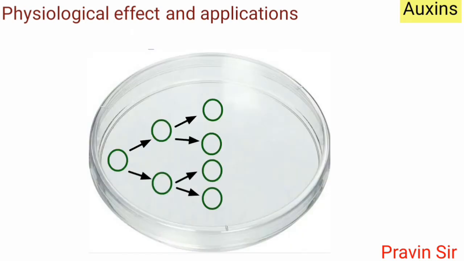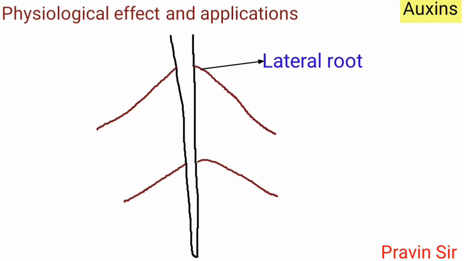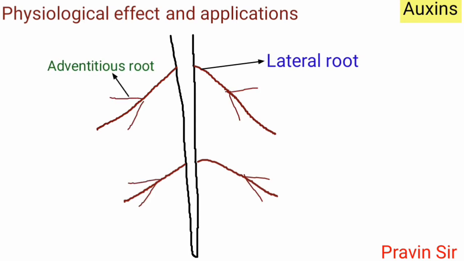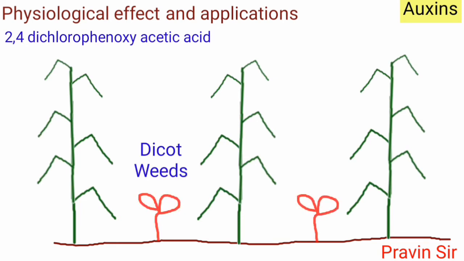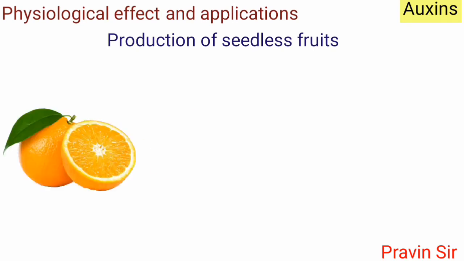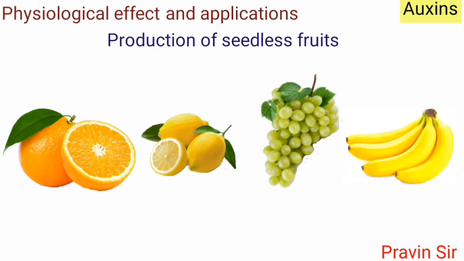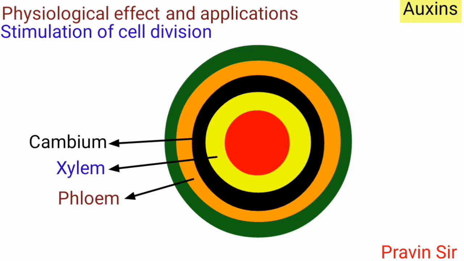Induction of multiplication of cells in tissue culture to produce callus. It stimulates formation of lateral and adventitious roots. 2,4-dichlorophenoxyacetic acid kills dicot weeds. Production of seedless fruits like orange, lemon, grapes, banana by induced parthenocarpy. Stimulation of cell division in cambium and also causes early differentiation of xylem and phloem.